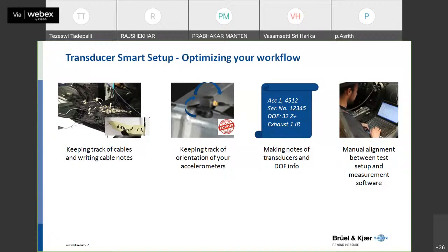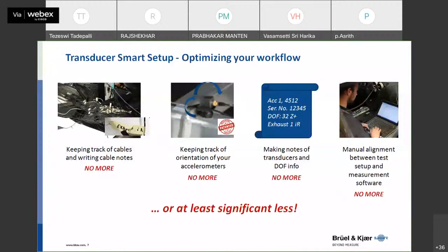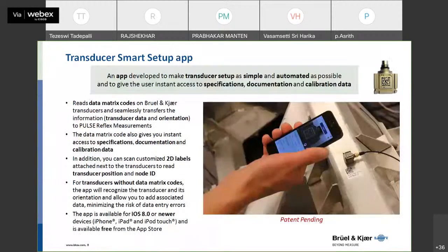So there is a manual alignment between the test setup and the measurement software. All these errors are eliminated when we are using new technologies like a smart setup. These are some of the new technologies. Many of you may be aware of these technologies. This is only a question of ease of use. As I said, these technologies do not obviate the technology in terms of the analysis. This only tries to make your life easier.